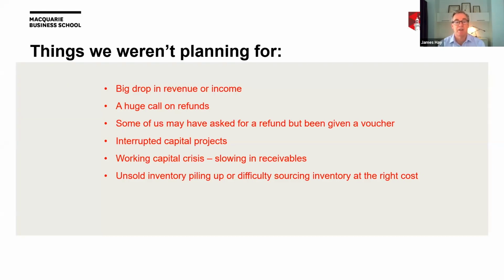Obviously, it's not surprising, I guess, a lot of people are enduring a big drop in revenue or income. Interrupted capital projects, it looks like 13 people have got interrupted capital projects that they're having to manage. And working capital issues, both receivables and inventory. And there's a few people out there, it looks like they've got vouchers from Virgin or Qantas that they're wondering if they'll ever be able to redeem.